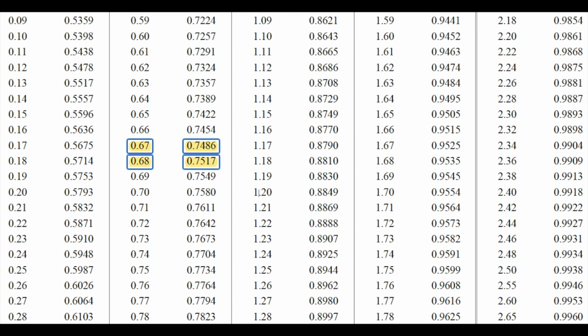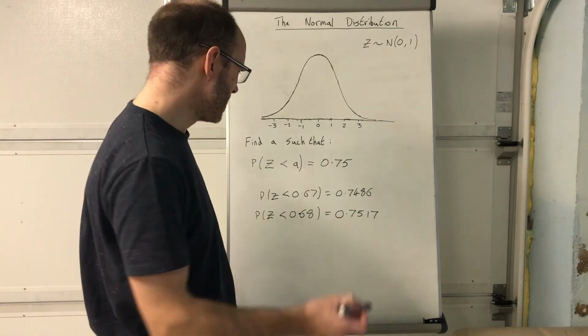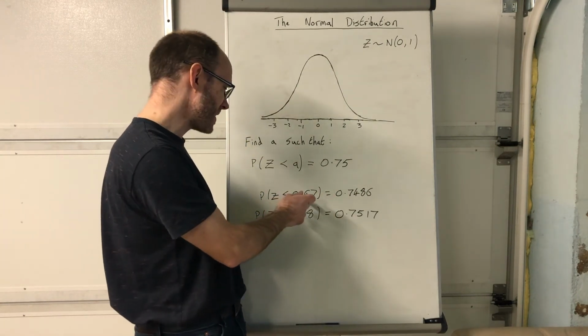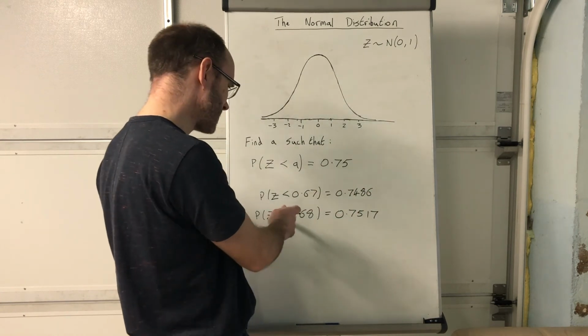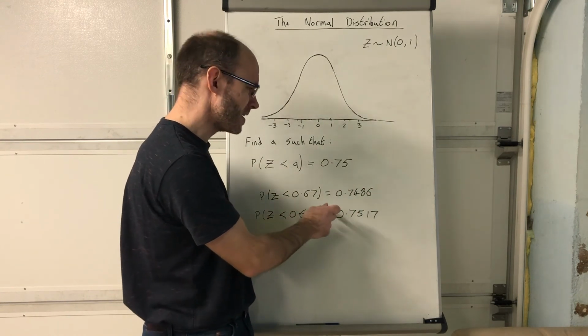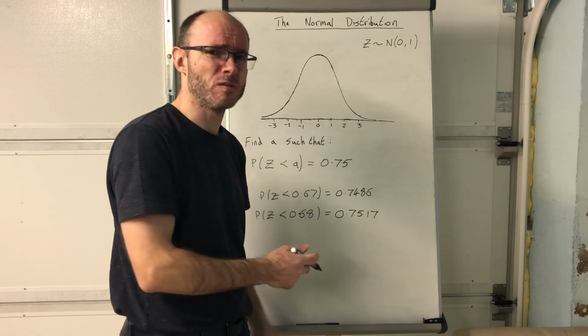So here's the main table then. In the main table, I've highlighted two that come close. So I've got probability of 0.7486 and a probability of 0.7517. I've written those down. So what that means is probability Z is less than 0.67 is 0.7486, and probability Z is less than 0.68 is 0.7517. Well, what to do?